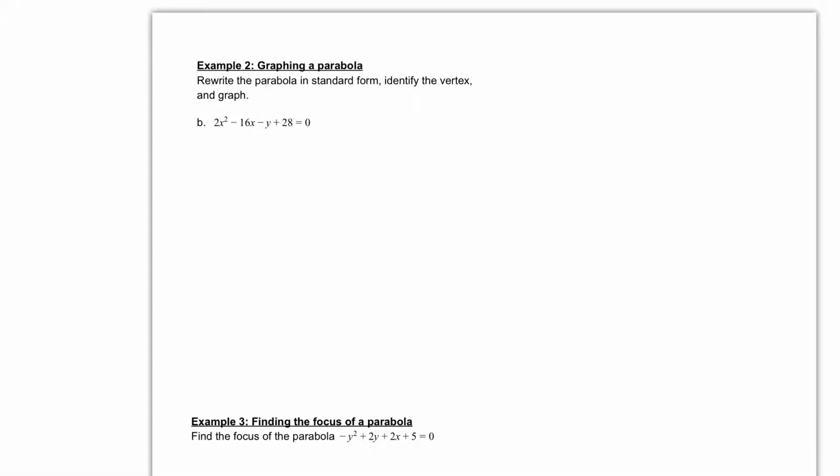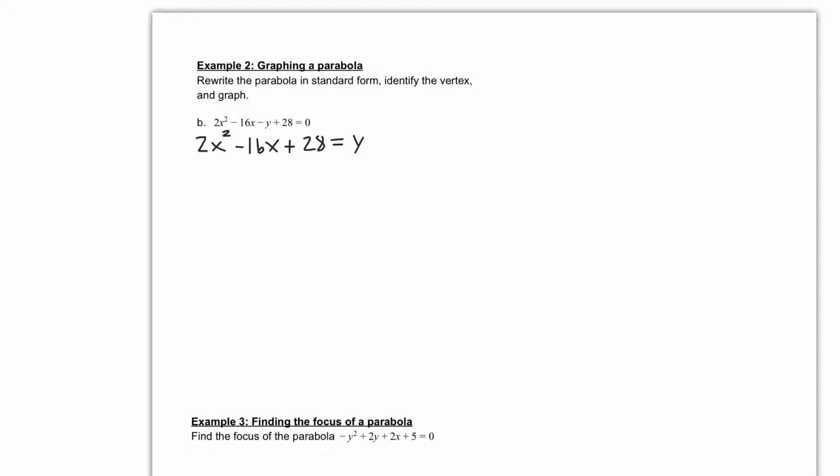Example 2 is very similar to example 1, except this time our x is the one being squared and our y is the one by itself. So we're going to go ahead and put this in standard form by getting our y by itself and then completing the square. So the first thing we need to do is get this y and move it over to the right-hand side. Since it's a minus y, we're going to add it over to the other side. And this gives us 2x squared minus 16x plus 28 equal to y.